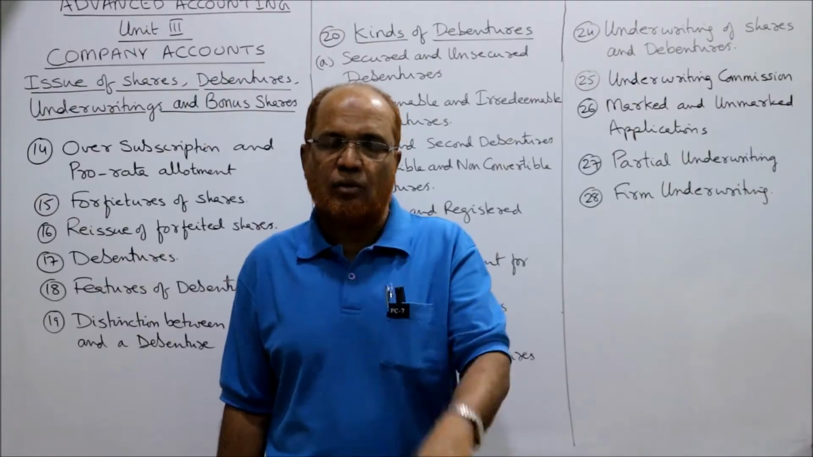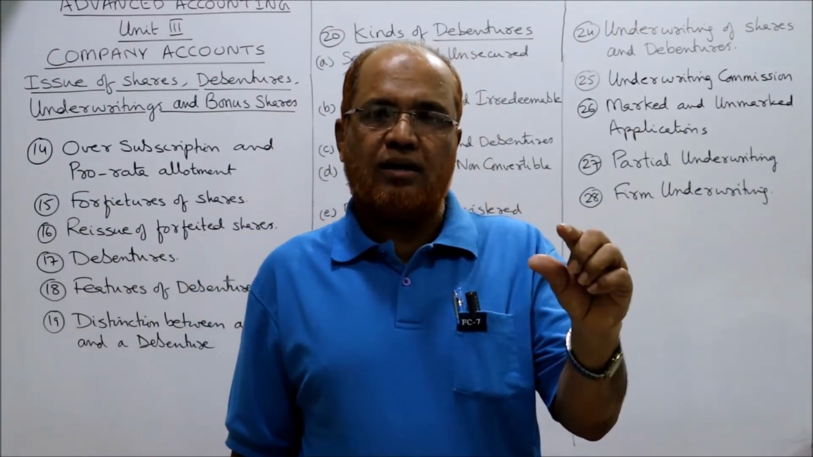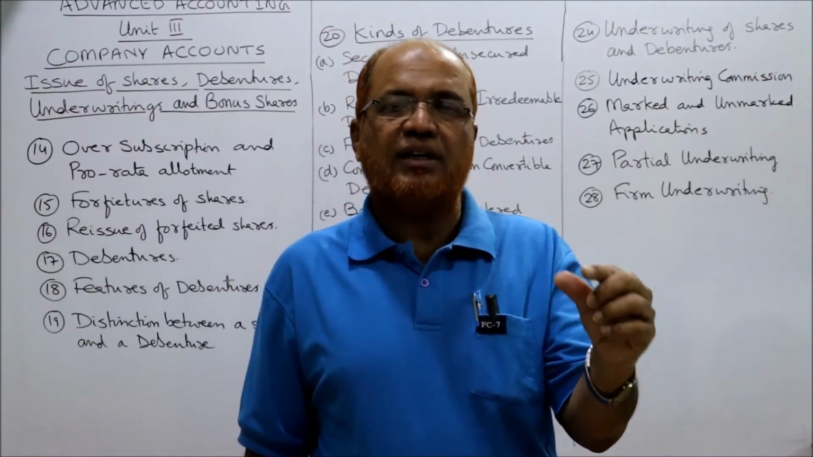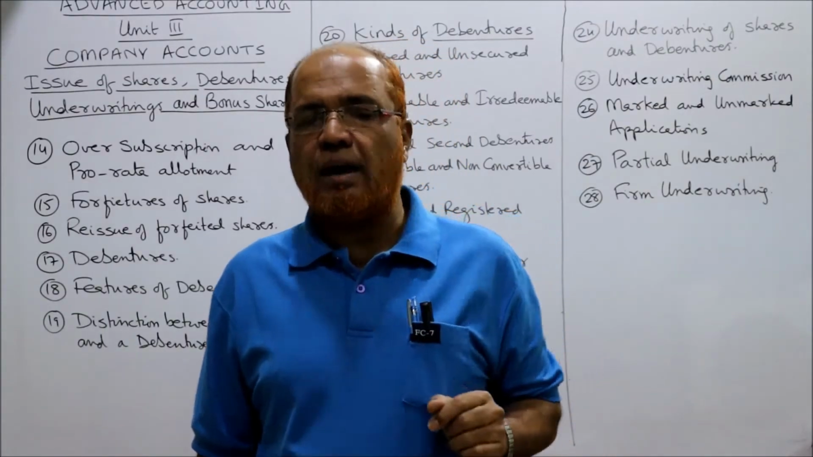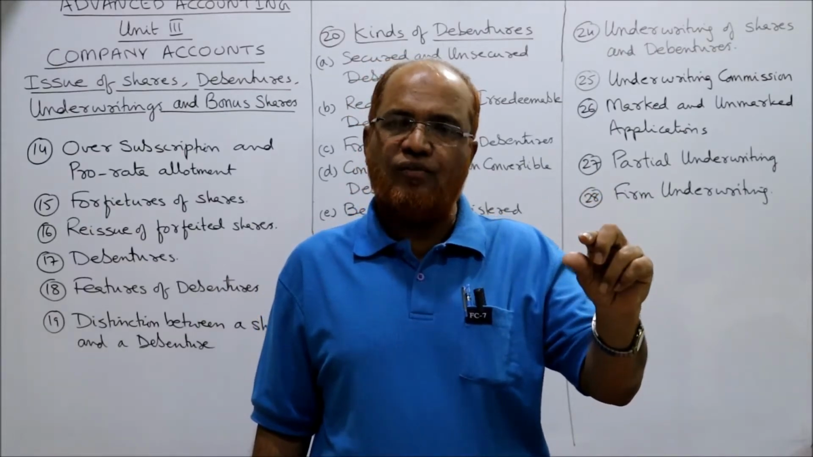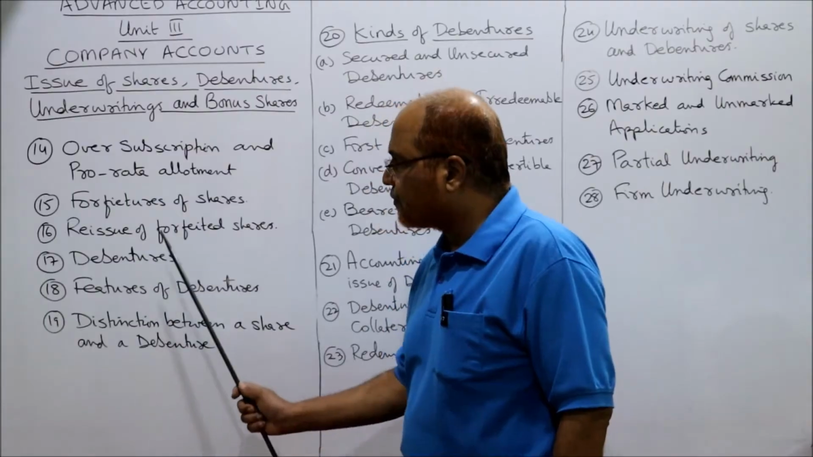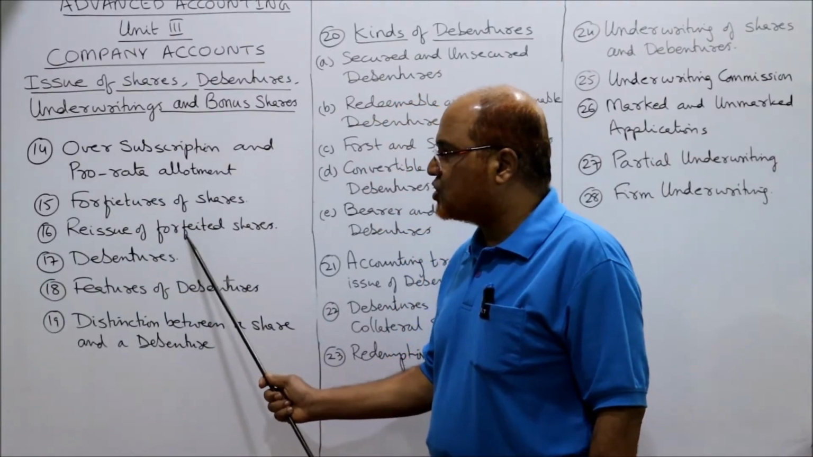At a discount. In this case, the entry will be bank account debtor, shares forfeited account debtor to share capital. Bank account debtor, shares forfeited account debtor to share capital. This is the entry for forfeiture and reissue of shares.